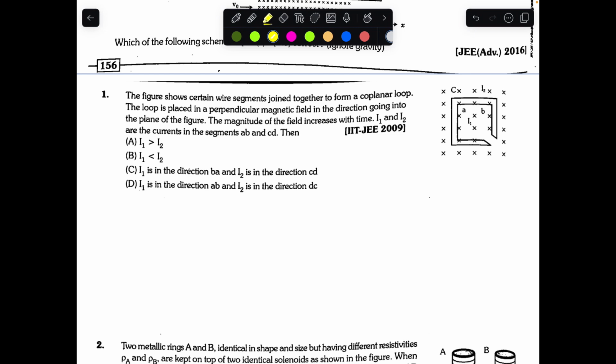So first question they say, the figure shows certain wire segments joined together to form a coplanar loop. The loop is placed in a perpendicular magnetic field in the direction going into the plane in the figure. The magnitude of field increases with time. I1, I2 are the currents in the segments of AB and CD, then. Okay. So basically this is AB and this is CD.